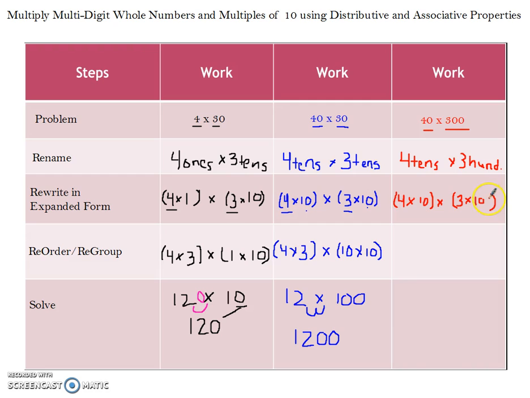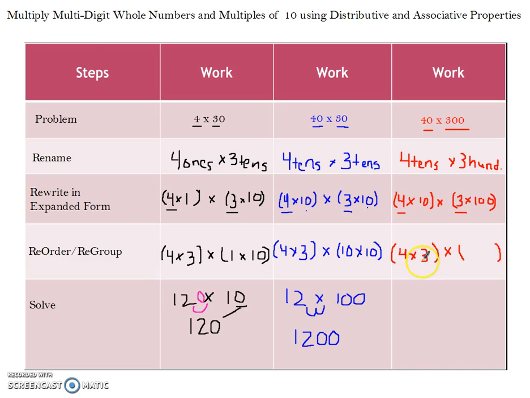And again, here I can pause and check to make sure that I'm on the right track by saying 4 times 10 is 40, which matches my number up here. And 3 times 100 is 300, which matches my number here. Next, I'm going to reorder or regroup. And again, I can do this because of the associative and commutative properties. So I'm going to do 4 parentheses. Then I'm going to take my whole numbers and bring those down to my first parentheses. So I'll have 4 times 3.